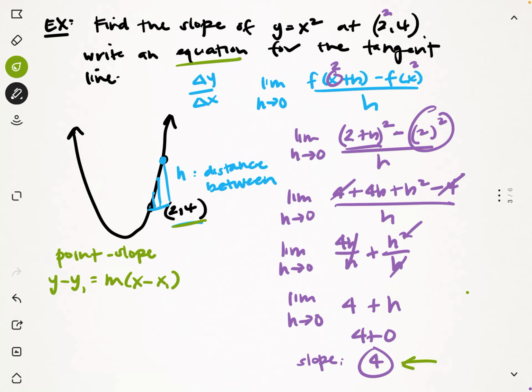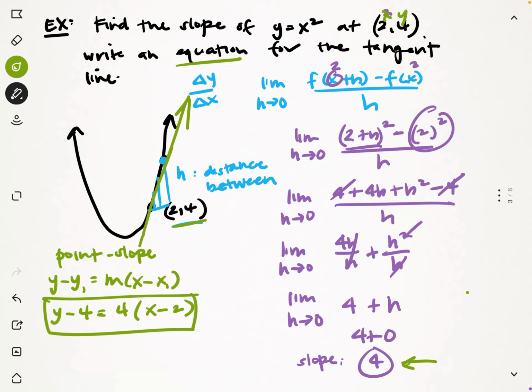Right, so let's get back to this. So in point slope, we're just plugging in. Our point was 2, 4. Our x is 2, our y is 4. So y minus 4 equals our slope, which we found was 4, times x minus our x from our point, which is 2. And we're done. This is the equation of the line tangent to this graph at 2, 4.